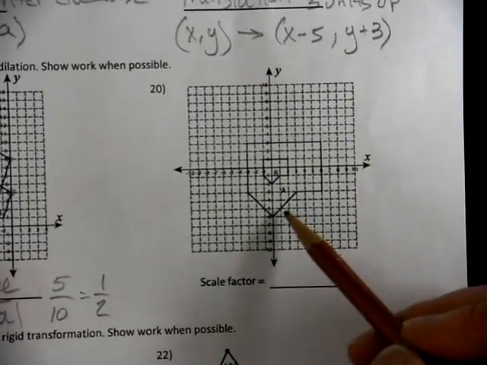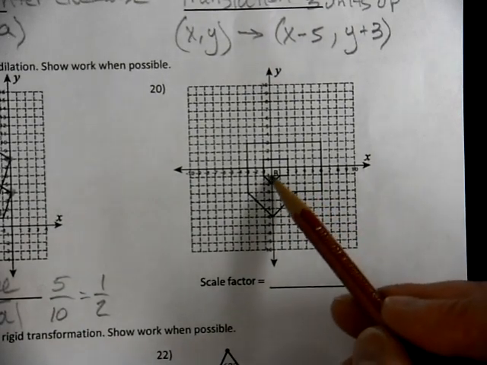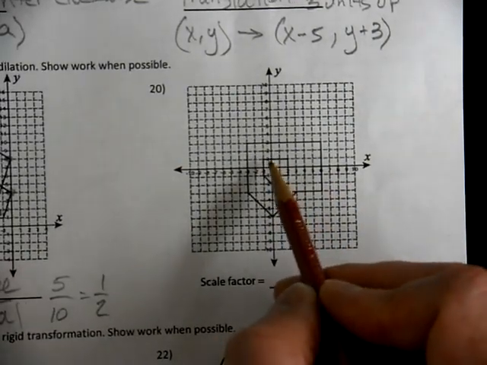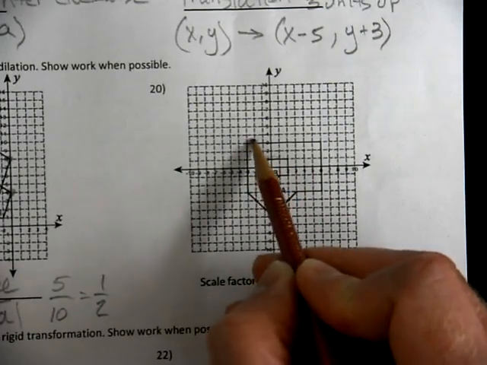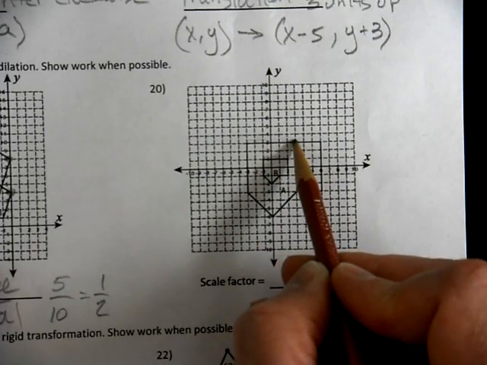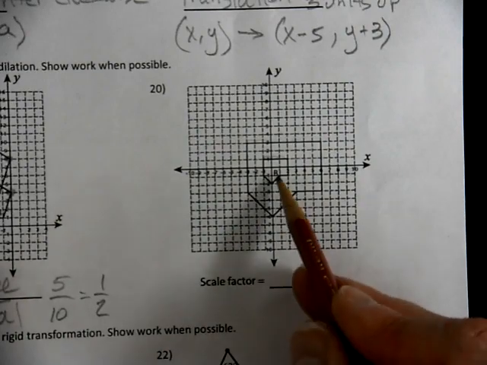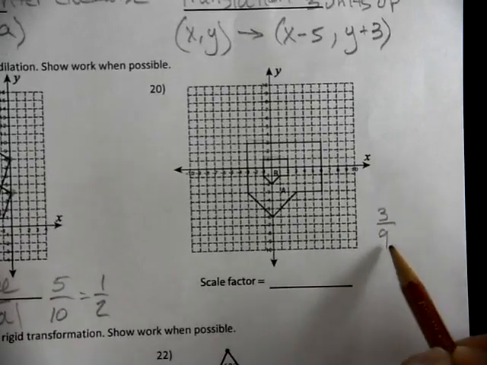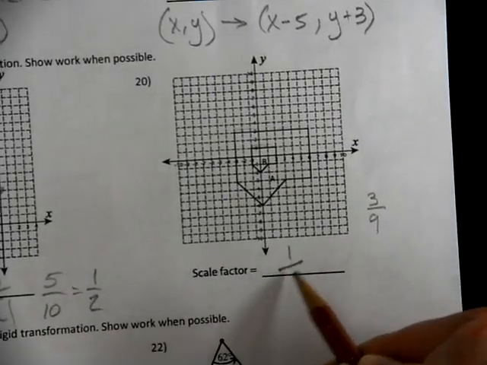Here we have the same idea. So you just find a point. It really helps. You can also take a length of a side. This length of the side is 1, 2, 3. The length of this side is 1, 2, 3, 4, 5, 6, 7, 8, 9. So the image goes first. That's 3. The original goes second. Image over original is your scale factor. So that becomes, the scale factor is 1/3.